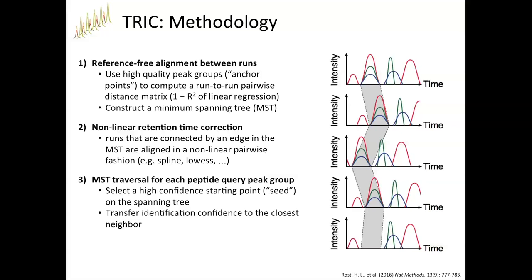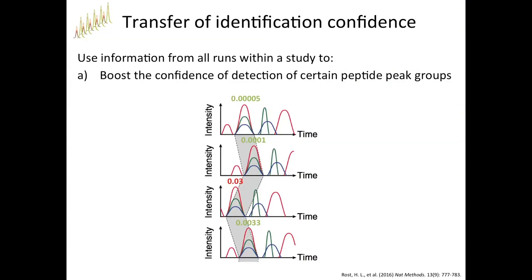And now the question is, what does this mean? This means, first of all, that you can use the information of all the runs in your study to increase the confidence of detections that are probably not so good in a single run. So in this example here, you have 4 different runs, and in all of the 4 runs you have detected a peak group that has different Q values. So here you have a very good Q value, you have another good Q value, here you don't have a very good Q value. So this peak group will not, in the standard workflow, pass the 1% FDR threshold.